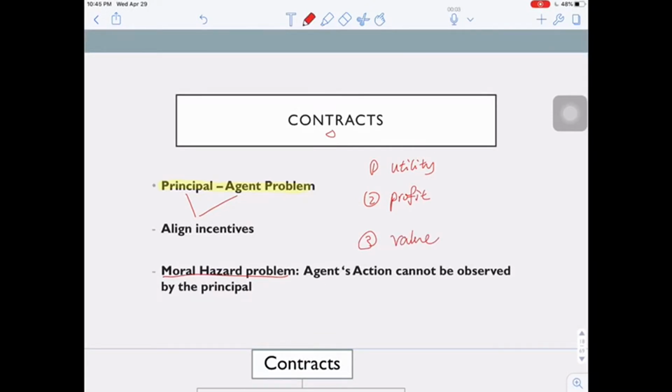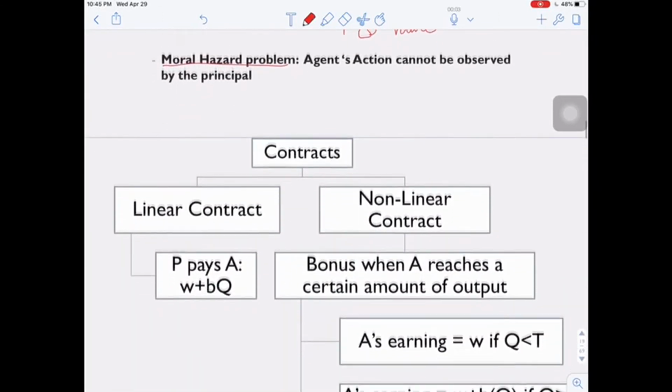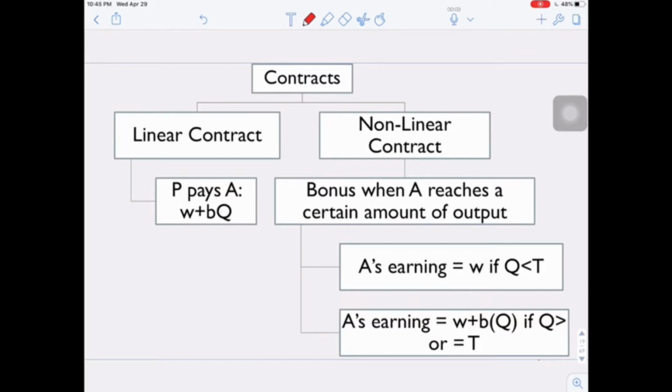However, before explaining these three functions, I want to introduce to you two types of contracts that you will see in the entire course. The first one is the linear contract. It's very simple and straightforward. As a principal, you always pay your agent a fixed wage of W. So this is your fixed wage and a bonus. And this bonus is actually determined by the amount of output that your agent has produced.